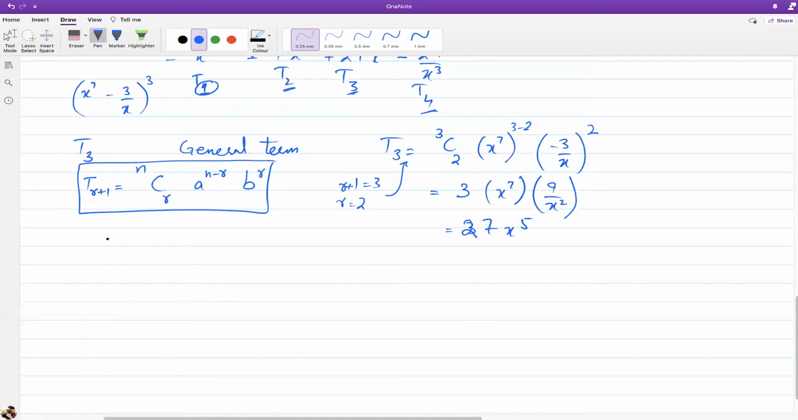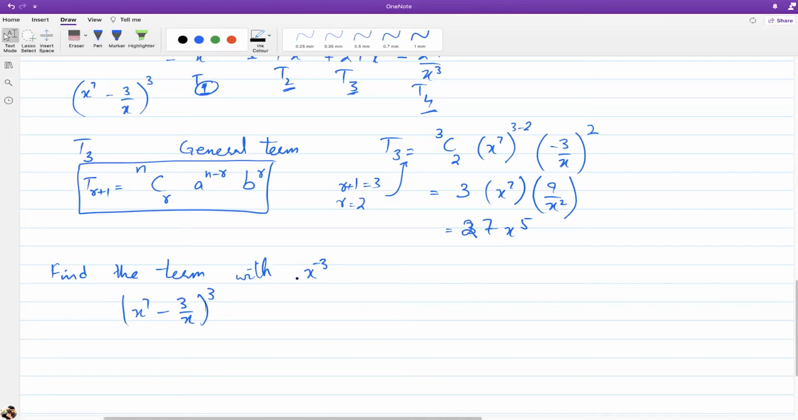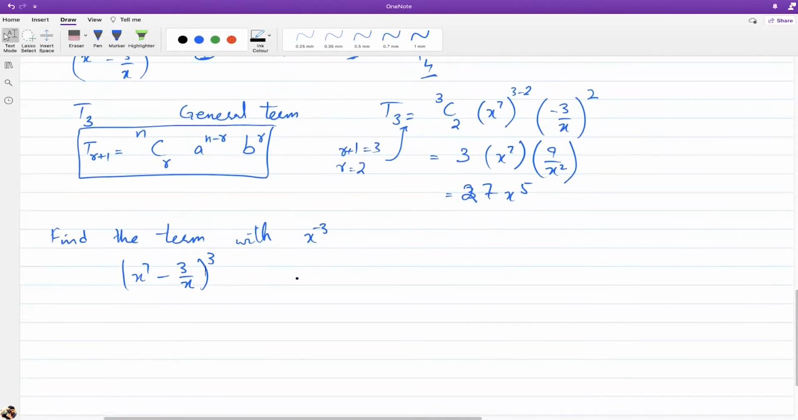For example, they'll be like, find the term with x to the power minus 3. And you have to expand this same question, x power 7 minus 3 over x power 3. You have to expand it. Now you know what x to the power minus 3 is, but you don't know what is the value of r. Which term are we looking for? So then you use the general term formula to expand it.